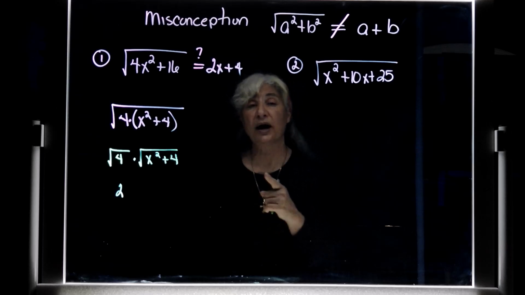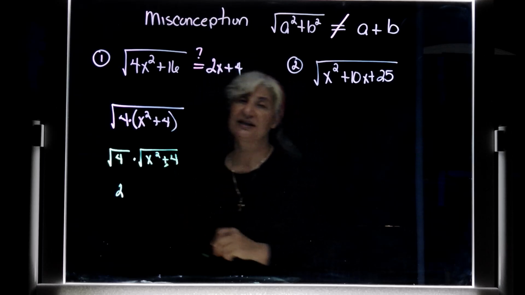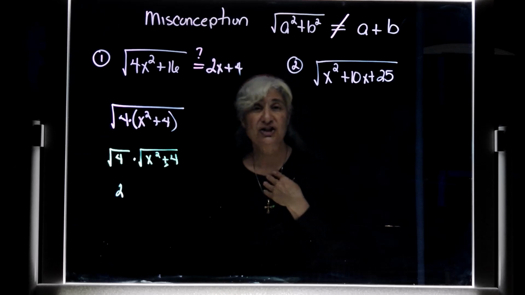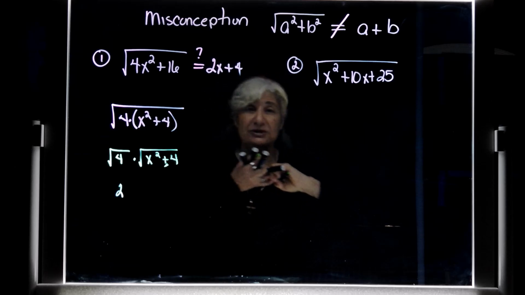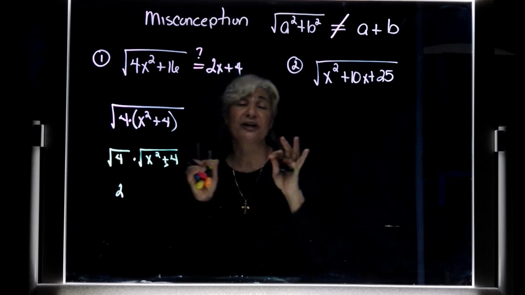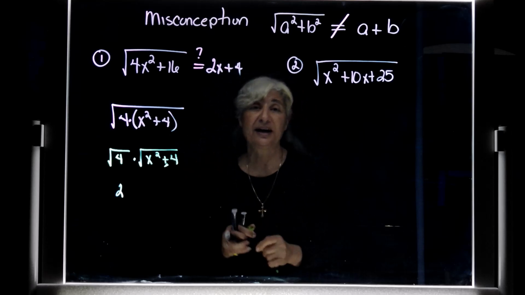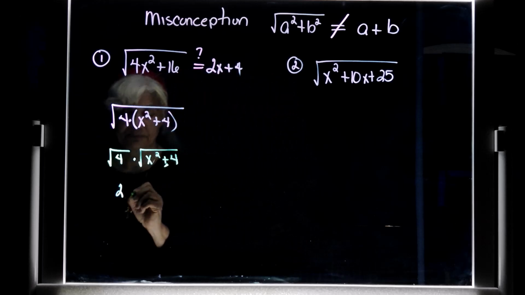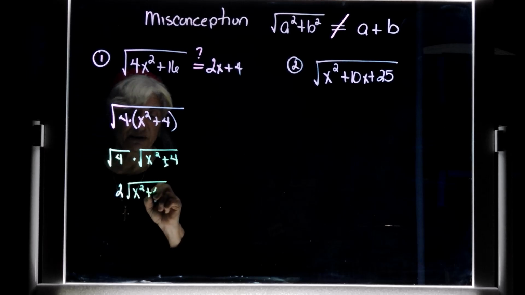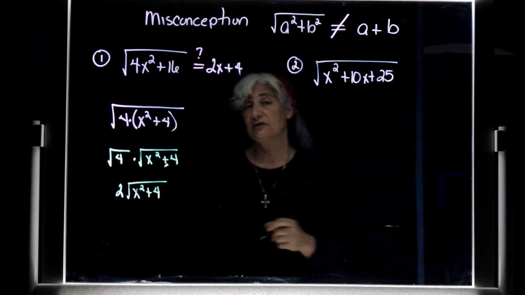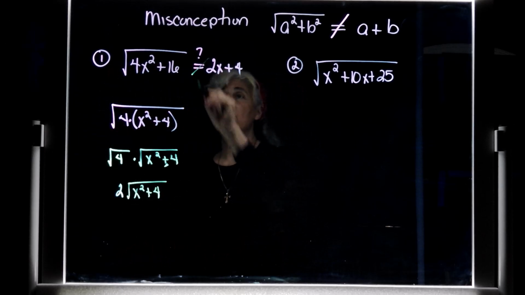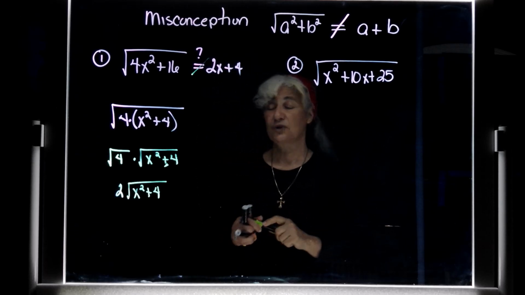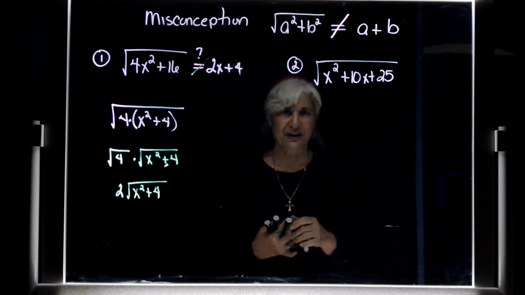Good, you cannot. Why? Because of the addition sign. I always say addition and subtraction act like super glue. You can't pull them apart. And I don't care how good of a solvent you have, you can't pull them apart. So this simply becomes 2 times the square root of x squared plus 4. It does not equal this. Good? All right, very good.